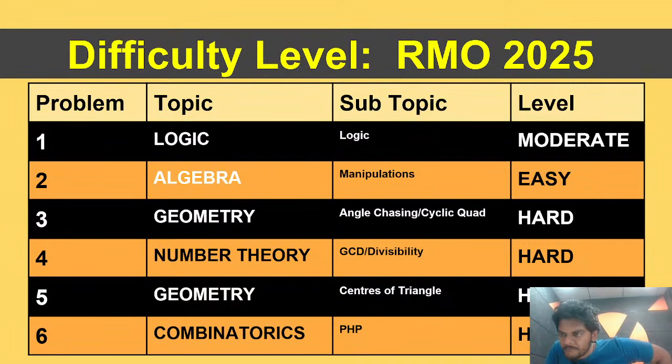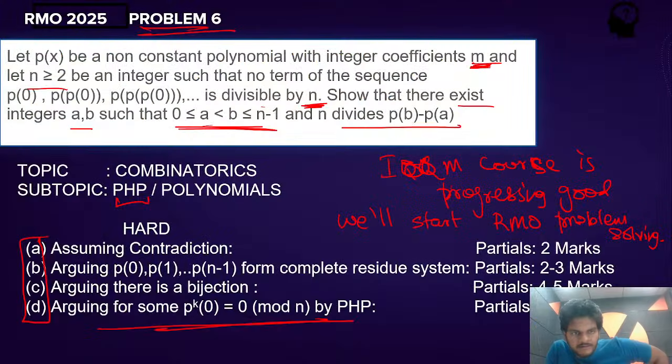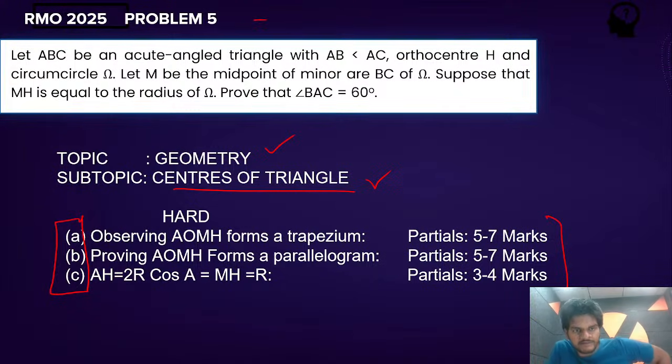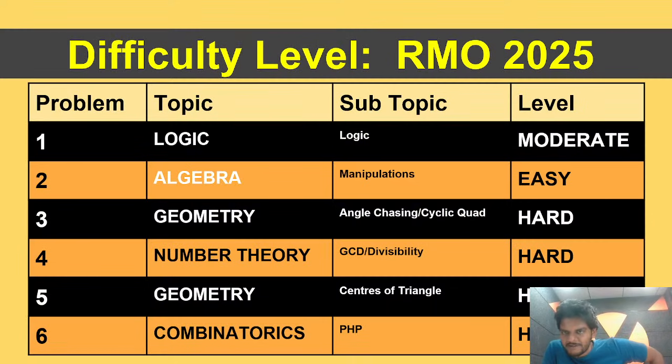Okay, 2R cos A is, I think you're talking about this question, isn't it? This one, right? I just saw. I'm sorry.